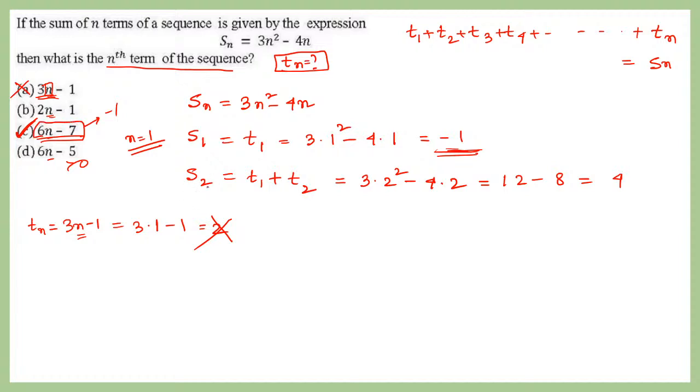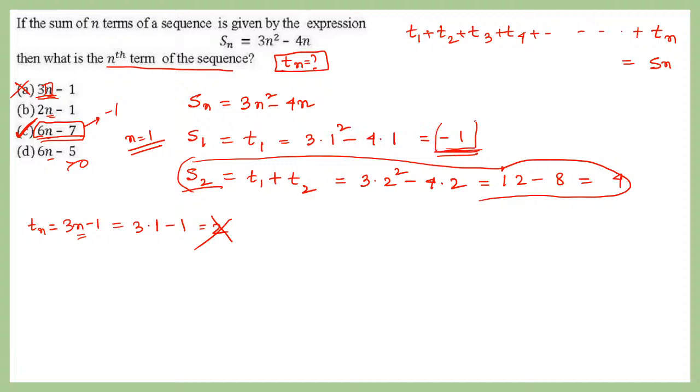We don't even need to calculate S2, this is not even required. Only from calculating S1, we are getting the correct option, and that is option C, Tn equal to 6n minus 7.